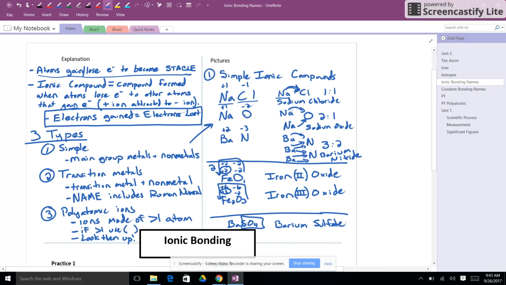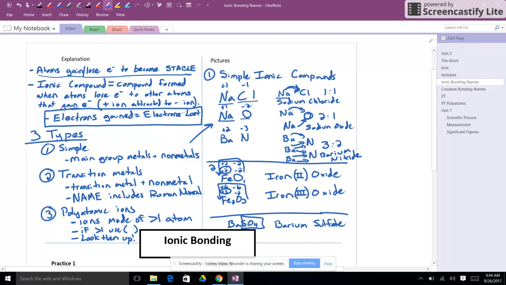Now for Na and O, since sodium is a +1 and oxygen is a -2, it would take two sodium atoms, each losing one electron, to balance out the electrons gained by the one oxygen. So the formula would be Na2O. Again, we're not going to use these numbers in the name. We just state the metal, sodium, and then state the nonmetal but end in "ide", so sodium oxide.